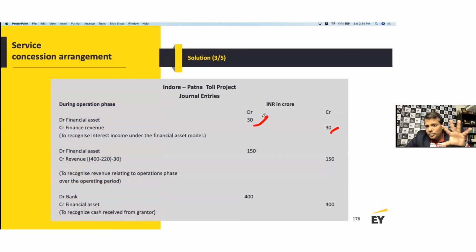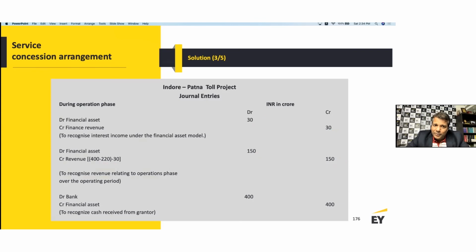Because the government is going to pay me how much? 400, right? So now 400 minus 220 minus 30 is 150, which is the future financial asset I will be receiving over a period of time, and I'm going to record that also as revenue. This money is anyway coming like an interest income. Okay, the form and nature in which it is coming is like an interest income. Okay, 150, right? And then I'm going to receive this cash, 400 crores, whatever that number is, credit my financial asset. That's the accounting for the Indore-Patna toll project.